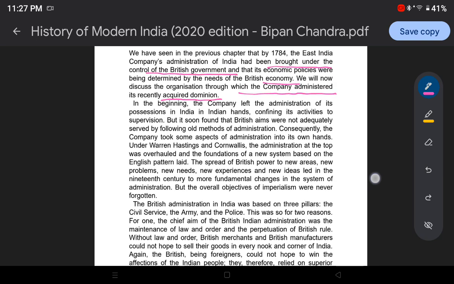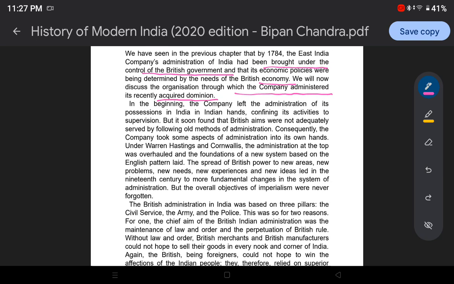In the beginning, the company left the administration of its possessions in India in Indian hands, confining its activities to supervision. But it soon found that British aims were not adequately served by following old methods of administration. Consequently, the company took some aspects of administration into its own hands under Warren Hastings and Cornwallis. The administration at the top was overhauled and the foundation of a new system based on the English pattern laid.